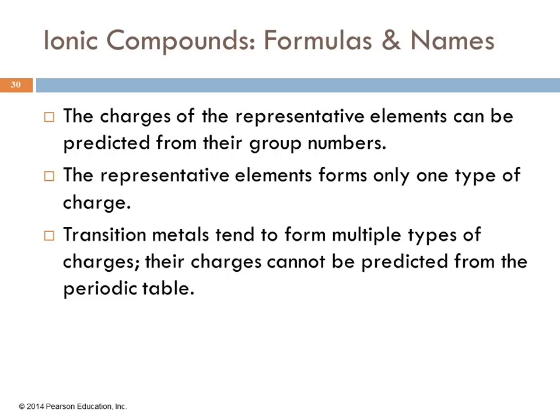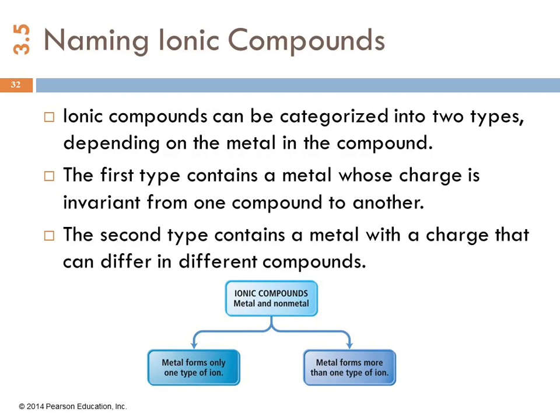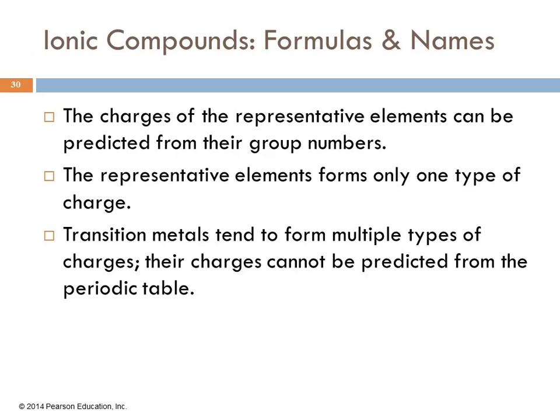The representative or main group elements, we can predict charges on the periodic table. And those representative elements, the main group elements, they only form 1 ion. So that's nice. Group 2A, we know all of them form +2 ions. Awesome. The transition metals are the ones in the sunk down part of the periodic table, and those guys are squirrely. A lot of them form 2 or even more different ions. Iron makes a +2 and a +3. And you can't tell from the periodic table which one you're dealing with. Okay, we're getting to that eventually.